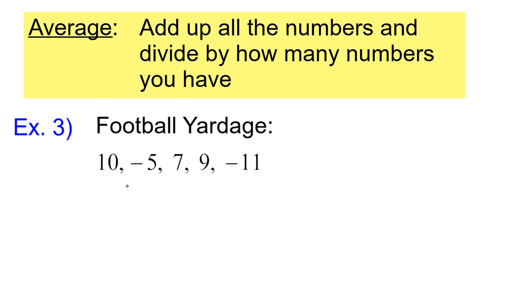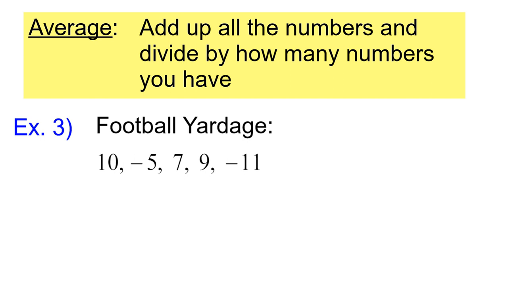So here I have a team that's going down the field. They've committed 5 plays here. Let's see what's happened. They've moved 10 yards in a positive direction down the field. They lost 5 yards, picked up another 7 yards, then 9 more yards, and then they lost 11 yards. The quarterback got sacked. So I want to know how my team's doing over 5 plays.